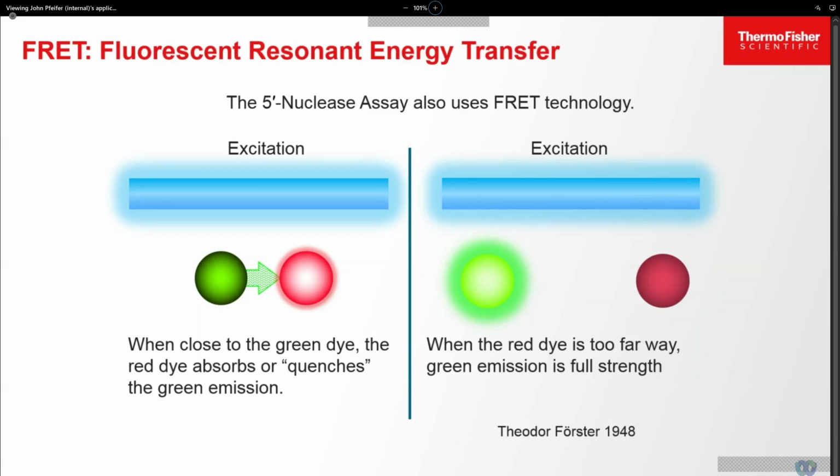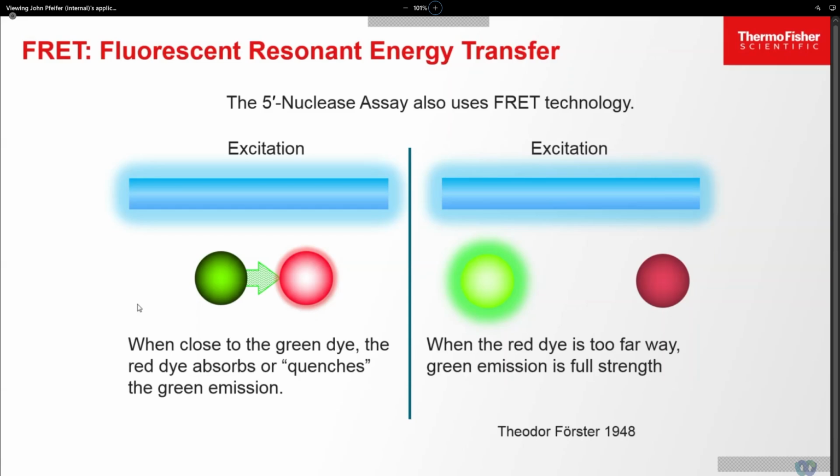The 5' nuclease assay also utilizes a technology called FRET, fluorescent resonant energy transfer. This was a phenomenon discovered years ago by a German scientist named Förster. Now we'll start on the left. Supposing that we have two fluorescent dyes, a green dye and a red dye. You may be aware that green light has a shorter wavelength compared to red light. The shorter the wavelength, the higher the energy. So the green dye is considered a higher energy emitter. So you might think if you excite the green dye, typically done with blue light, you'd expect to see a strong green emission signal. And normally you would.